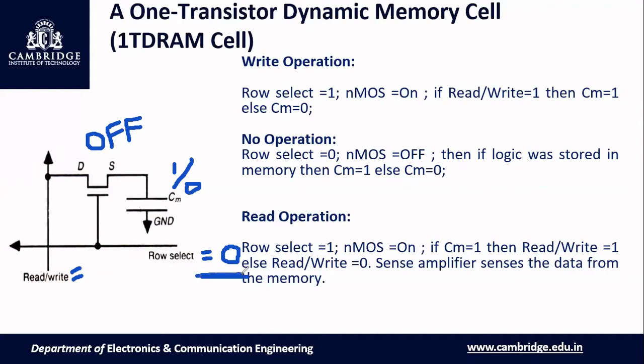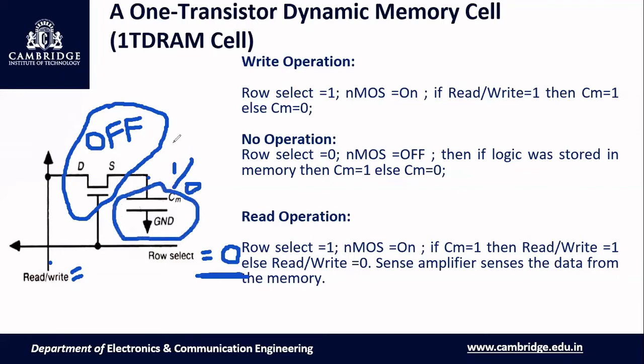If I make row select as 0, then this transistor will be off. If this transistor is off, then there is no connection between the capacitor and this read or write line. Then whatever charge you had in this capacitor will be retained as it is. If you had logic 1, it will be holding logic 1. If you had logic 0, it will be holding logic 0. That's it.